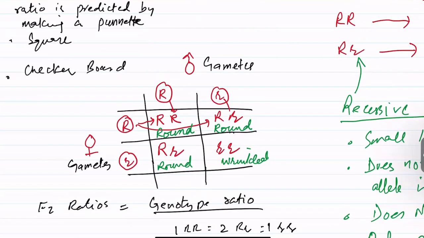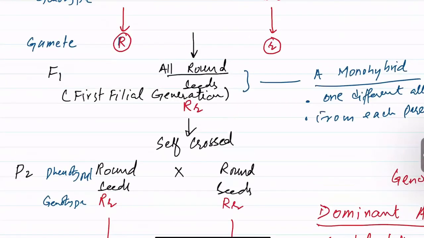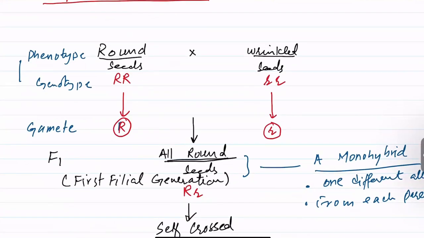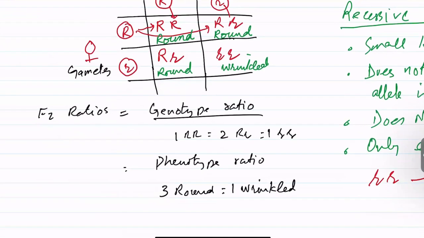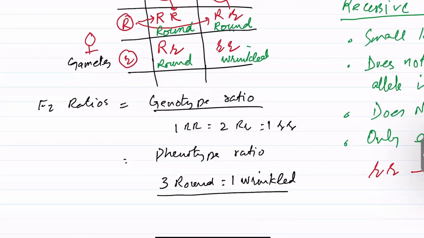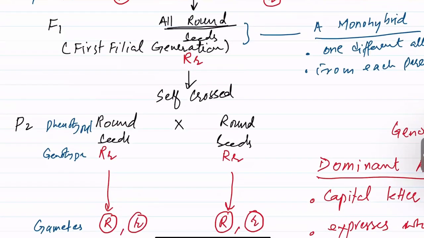So in this case, you see, one of the parental characteristics expresses itself in F1, and the F2 ratio is 3:1. So a monohybrid cross which produces 3:1, and only one of the parental characteristics expresses itself in F1, is a complete dominance. Okay.